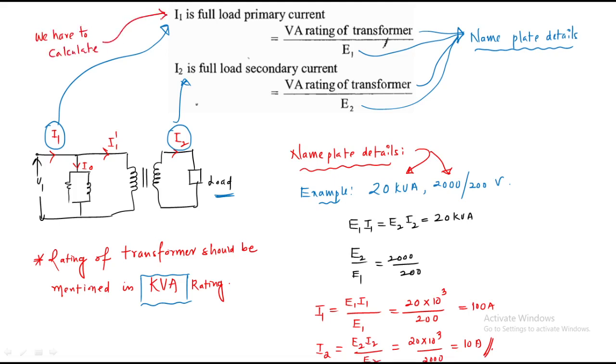The only details mentioned on the nameplate are the rating of a transformer and the induced EMFs. These are the only details mentioned on the nameplate. So if we have the data, obviously we are going to calculate the rated primary current and rated secondary current.